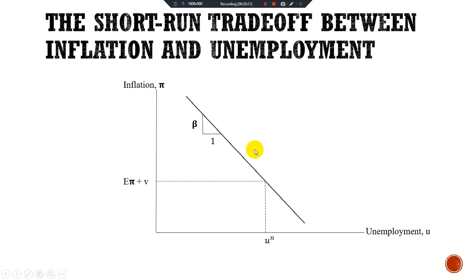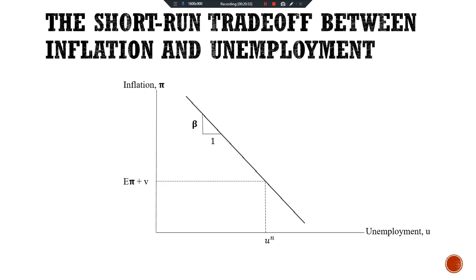In the short run, we call it the short-run Phillips curve. Notice that the position of the short-run Phillips curve depends on expected inflation. If expected inflation rises, the curve shifts upward and the policymaker's trade-off becomes less favorable. Inflation is higher for any given level of unemployment.